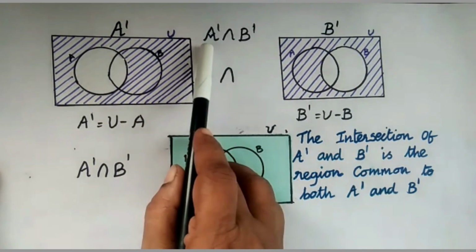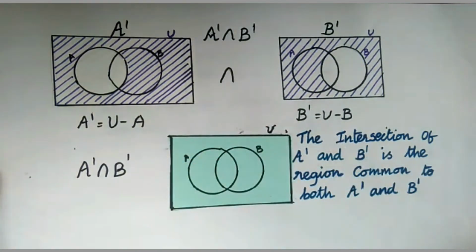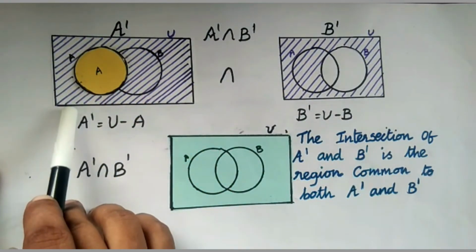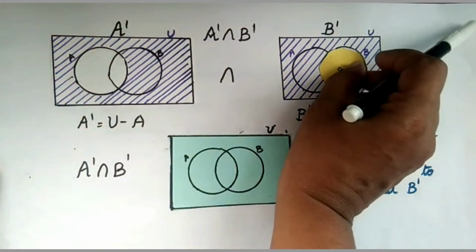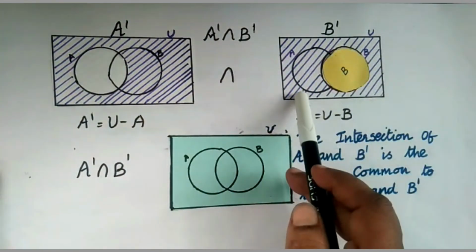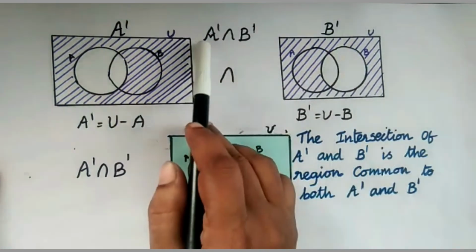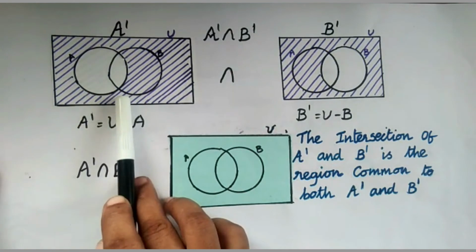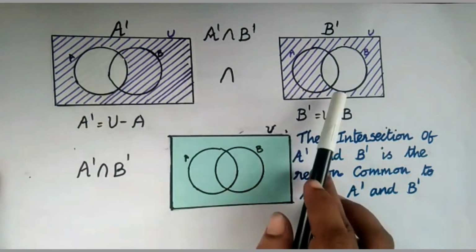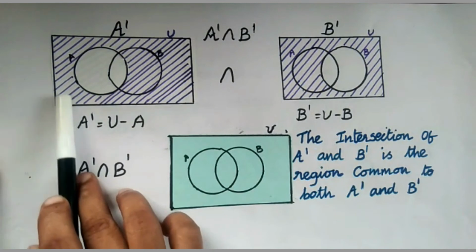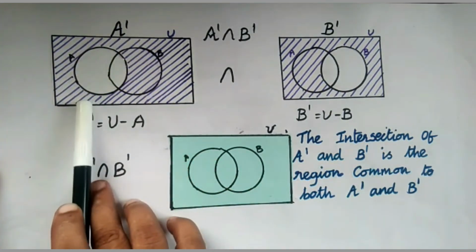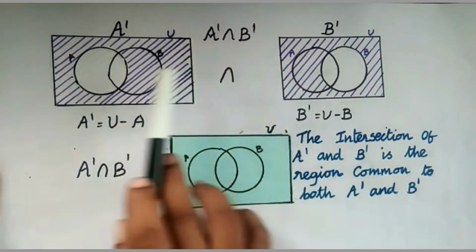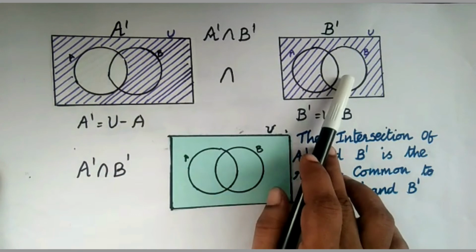Now let us discuss A dash intersection B dash. A dash means remove the A round and shade all the region in the universal set. B dash means remove the B round and shade all the region in the universal set. Now let us shade A dash intersection B dash. Intersection means the common region for both the diagrams A dash and B dash. Here the common region is only the universal set, because here A is not shaded, here A is shaded, here B is shaded, here B is not shaded.